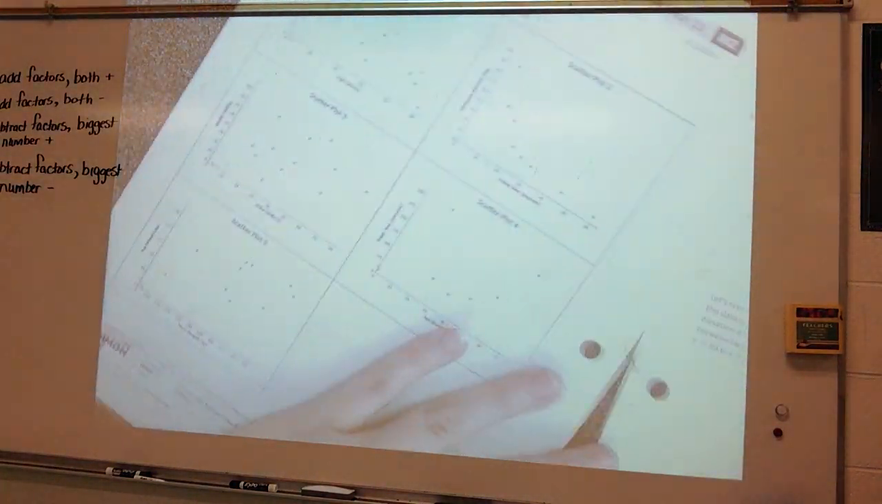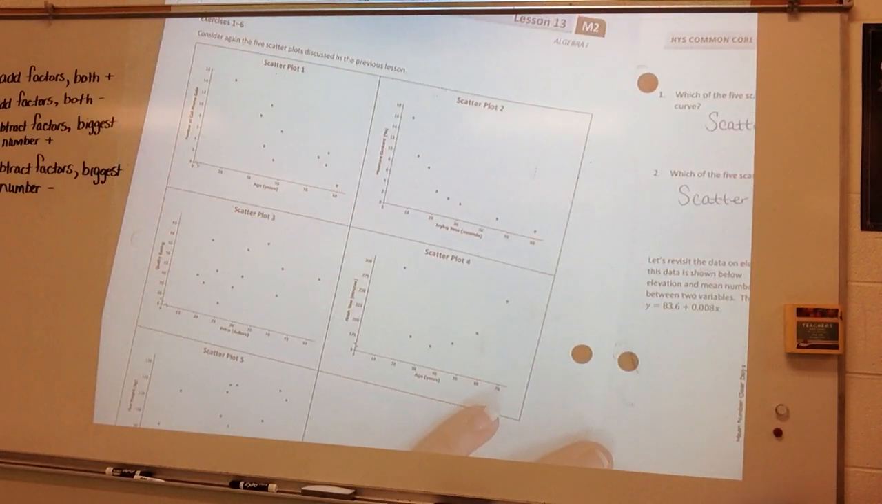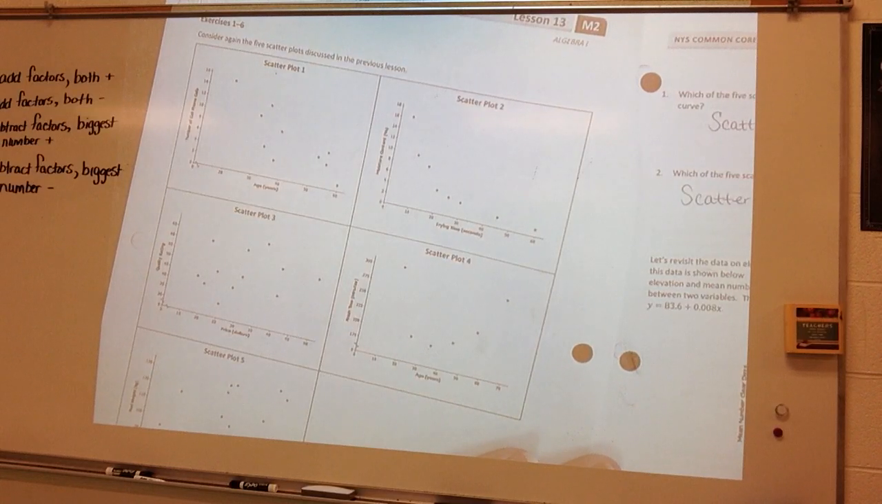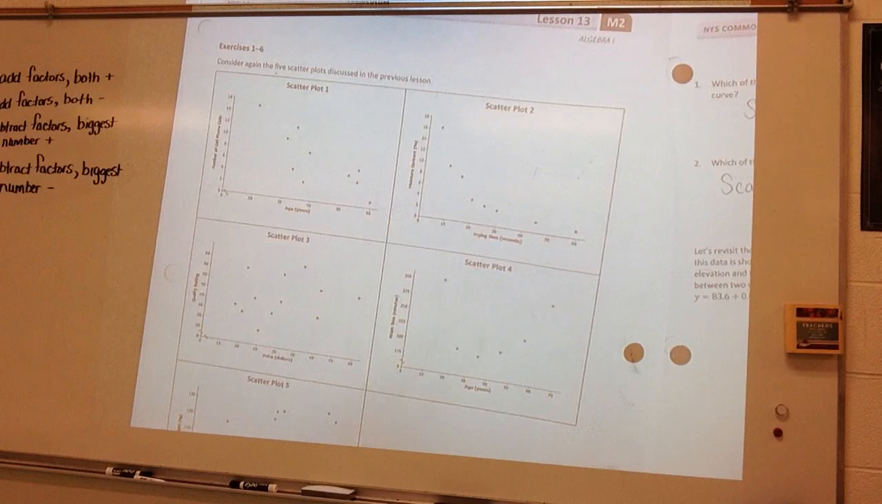So we're going to look at these 5 scatter plots that we have discussed in previous lessons. All right? I think they were in Lesson 12. So I want you to take a minute and look at those. And then let's look at which of the 5 scatter plots from Lesson 12 show a pattern that can be reasonably described by a quadratic curve. All right, remember a quadratic curve is our U shape.